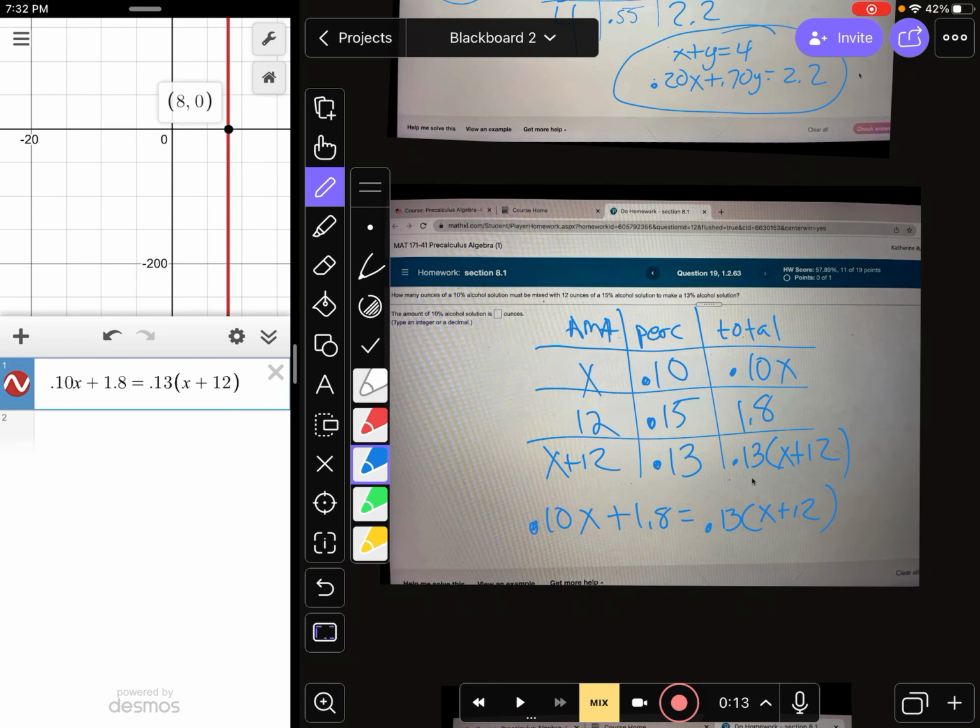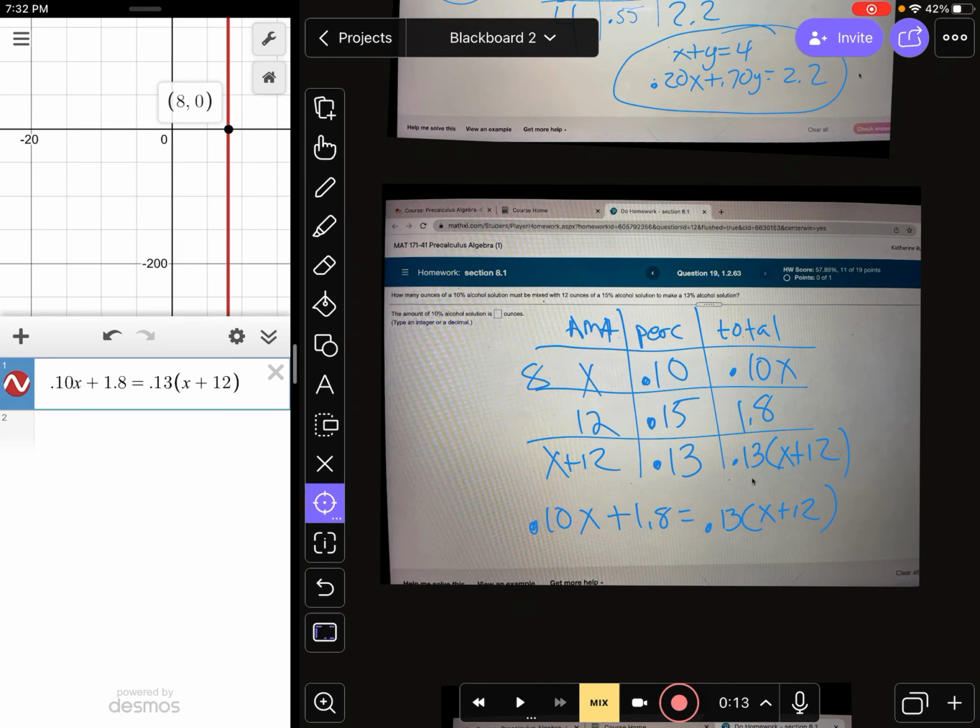So remember, you do that algebraically. Don't do it on the graph. He doesn't want you to do it on the graph. But I just did it at the same time. So my answer is 8. Well, I think it is. X is 8. Let's see what they were looking for.